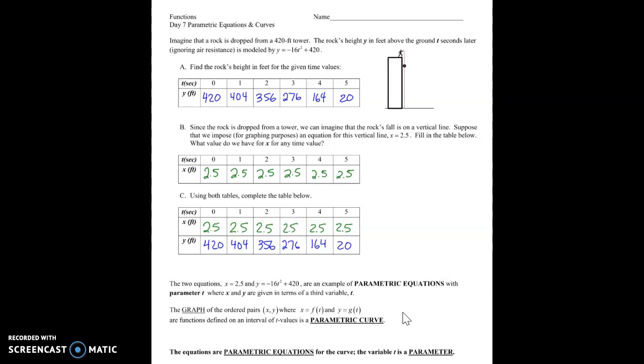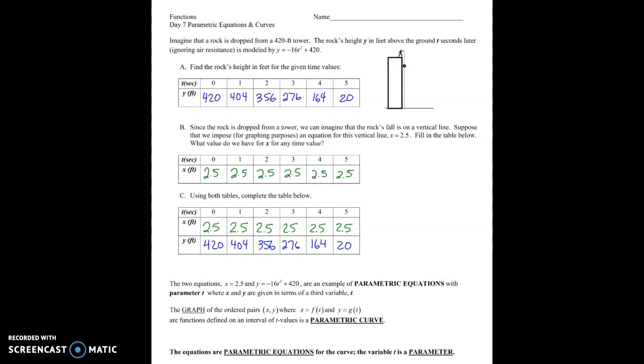And then we could put those two ideas together. We could say, well, after this many seconds, it's 2.5 feet away from the building and 420 feet up. After 1 second, it's 2.5 feet, 404 feet up. And so we can use these two equations, x equals 2.5 and y equals negative 16t squared plus 420, to describe this application of the rock falling.